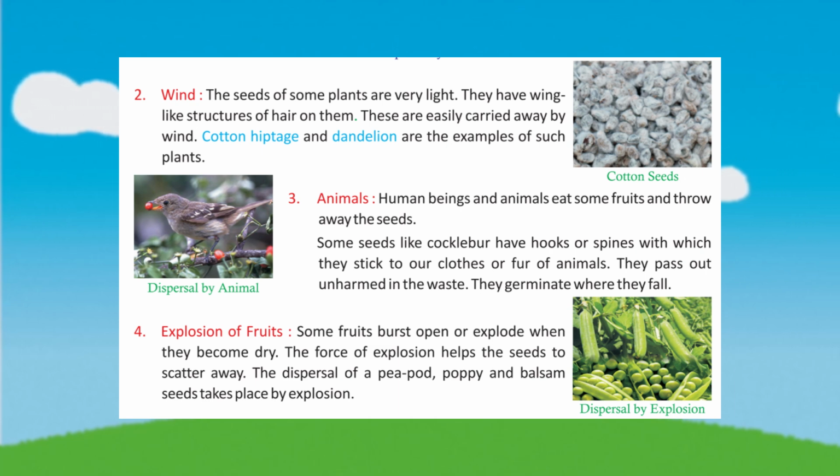4. Explosion of fruits. Some fruits burst open or explode when they become dry. The force of explosion helps the seeds to scatter away. The dispersal of pea pod, poppy and balsam seeds takes place by explosion.